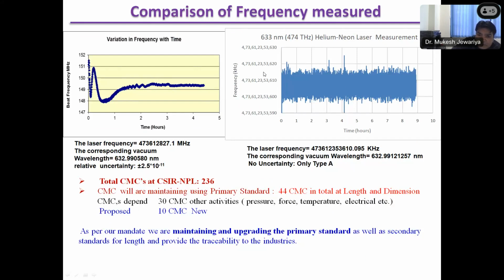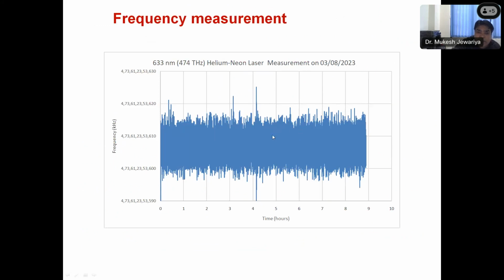But here you can measure frequency in subhertz, less than 10 hertz. So your frequency measurement is much more accurate as compared to the helium neon laser. And this is the frequency measurement. So if you realize this frequency, or you can say wavelength, then it automatically defines the SI unit meter.